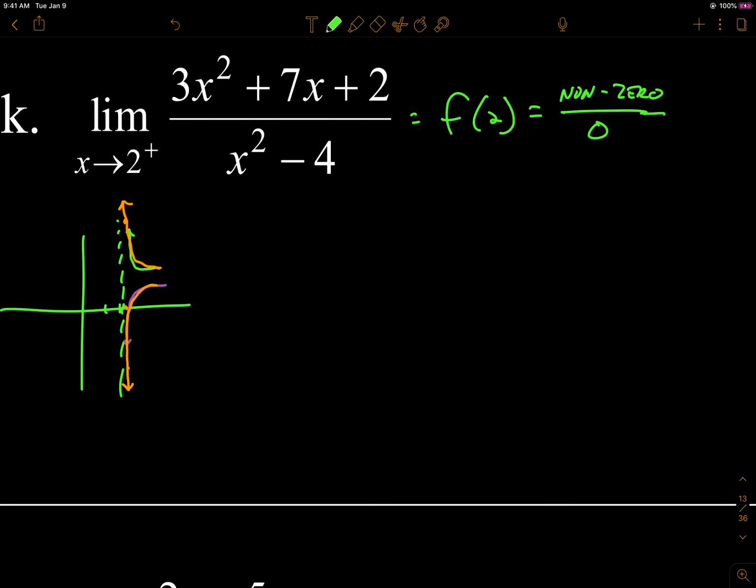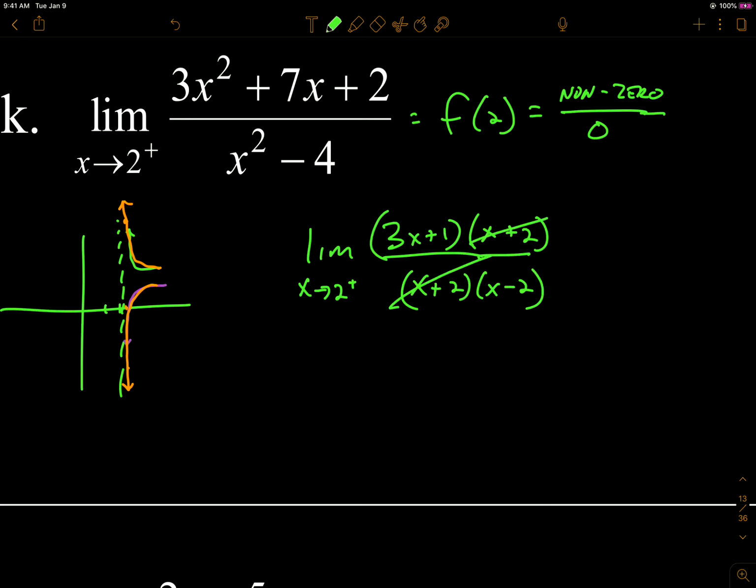So you could factor it, which would make it a little easier to plug in the numbers and figure it out. I noticed the top probably factors. I think it factors into 3x plus 1 times, that would have to be then x plus 2. Yeah, right, that's right. And then on the bottom, that's an easy one.